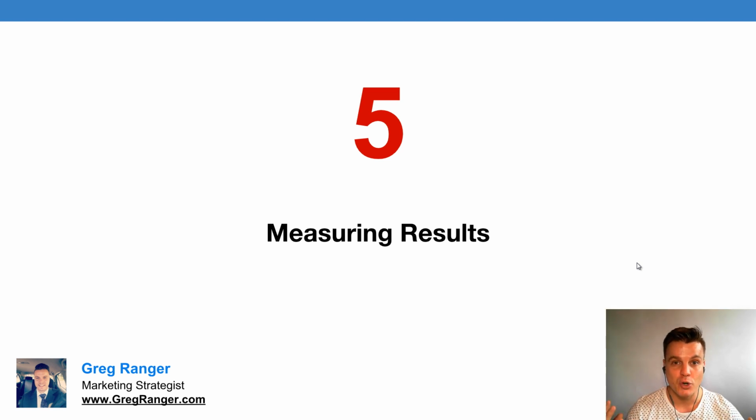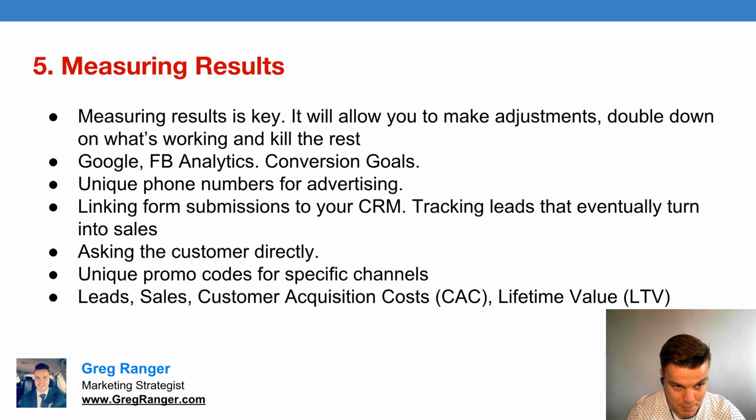Number 5, measuring results. So what gets measured gets done. You obviously want to measure how effective your marketing is. So this is super key. It's going to allow you to make adjustments, to double down on what's working and kill the rest. So you want to install Google Analytics. Facebook also provides analytics. You want to set up conversion goals.